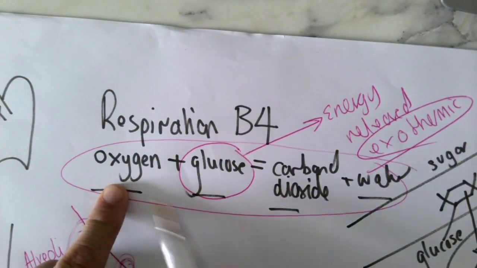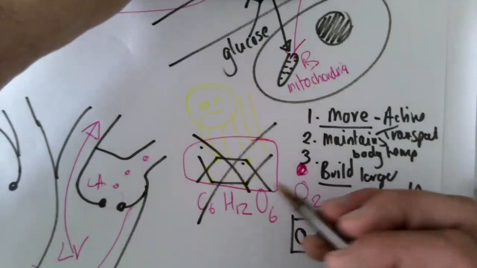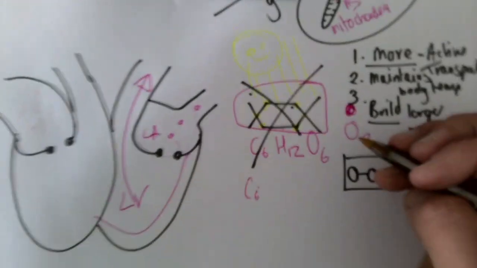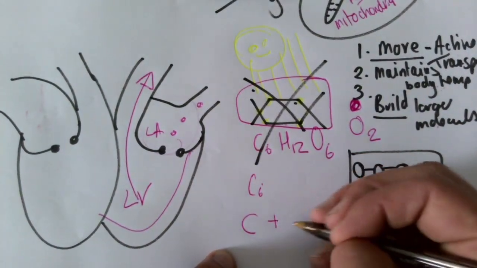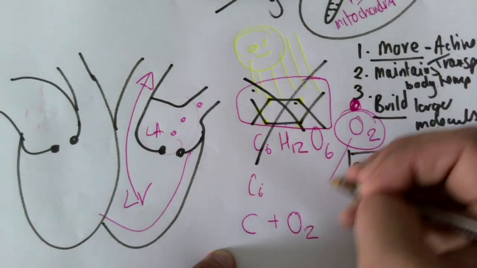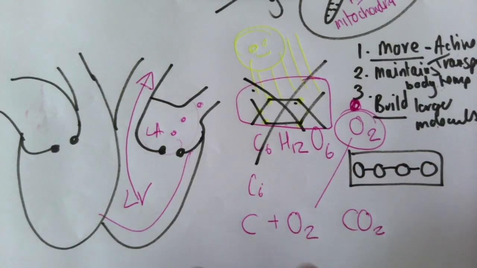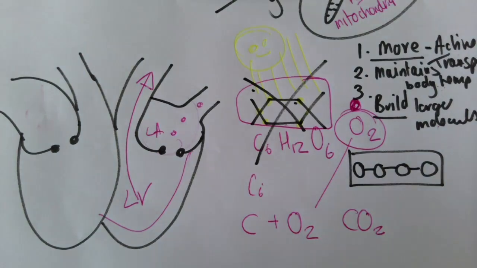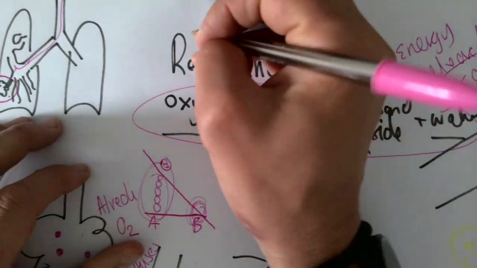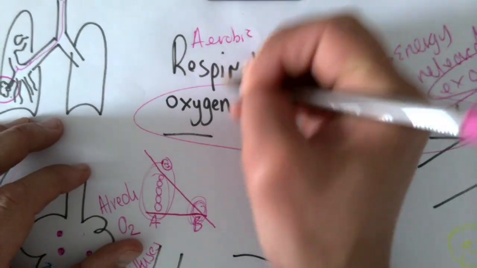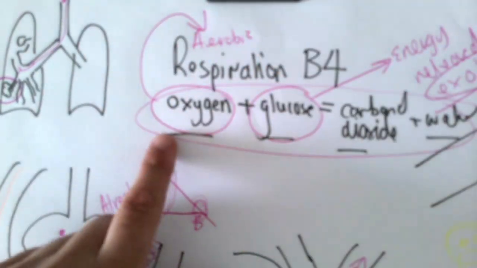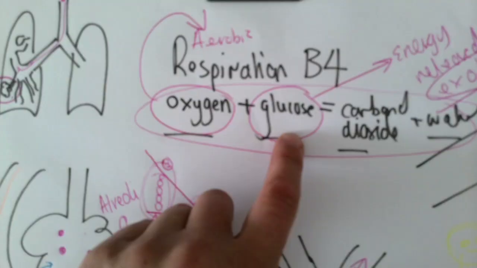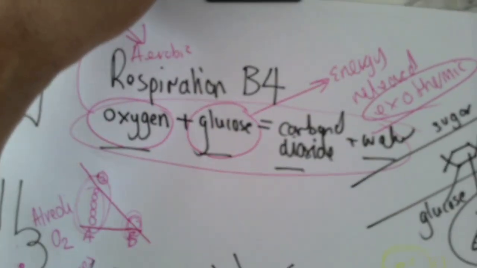The oxygen is needed because when the glucose is broken down, you've got 6 carbon atoms. But if you add a carbon atom to an O2, you get CO2. So it picks up all of the atoms and removes them. So aerobic respiration, air is with oxygen. Air, oxygen. And then it's the energy release that's the most important thing.